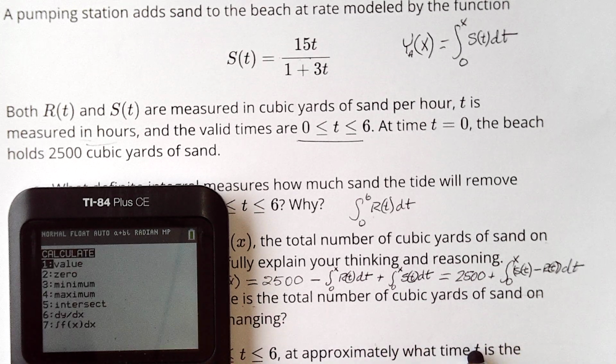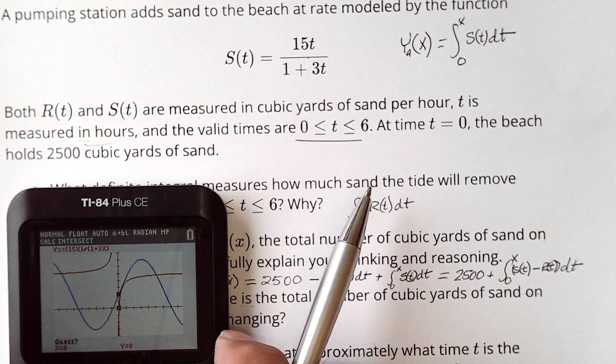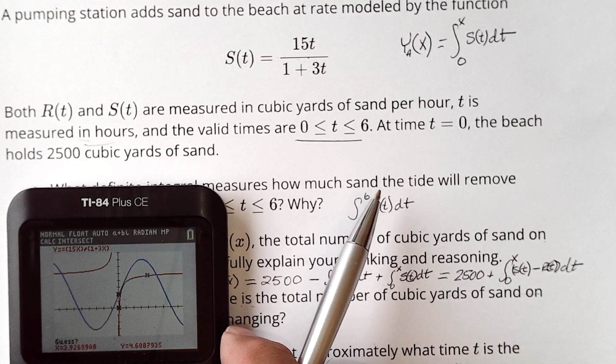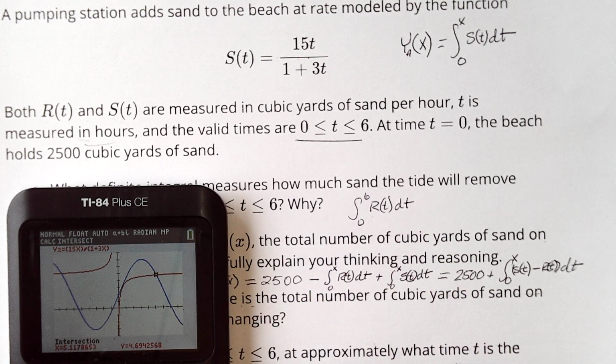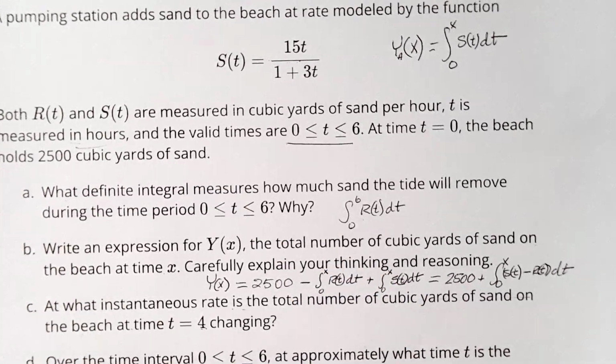And that's second, calculate the intersection of the blue graph and the red graph. So I'm pressing enter to select those two. And now I need to find out at what hour that is. And it says it's 5.117 hours, and at that moment the rates of sand being added and subtracted are equal, at 4.69 cubic yards per hour being added and taken away. Shortly after, there's less being taken away and more being added. Okay? So that's how they got their answers there.